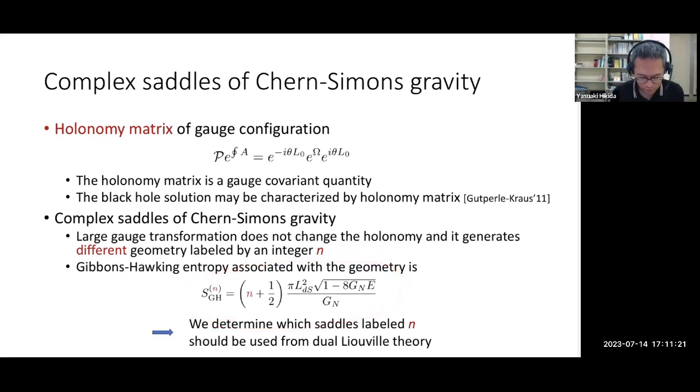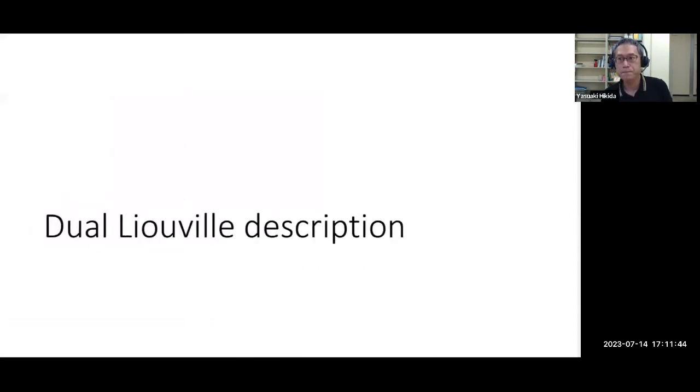And we want to determine which geometry is allowed from the dual Liouville theory. This is what I want to do. So we compute this value from the dual CFT, and we want to determine which geometry is allowed. This is what I want to do from now on.